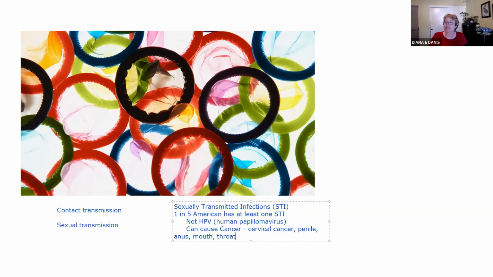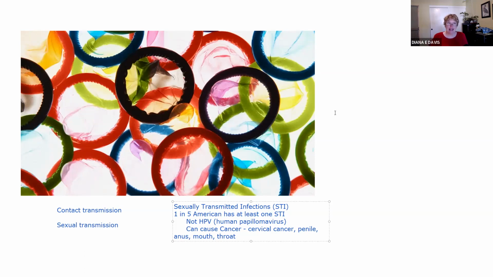Nate: How does the virus cause cancer? Because I know cancer is when your cells become genetically mutated and they just start multiplying out of control. Yes, you're exactly right.